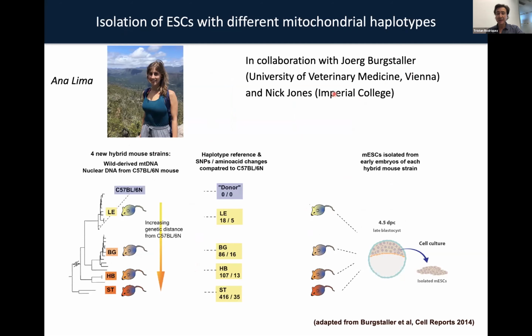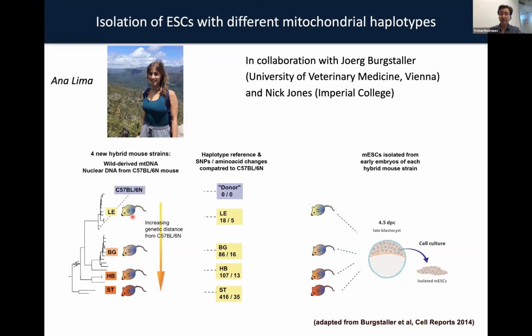At this point, let me remind you that mitochondria have their own genome, and the mitochondrial genome encodes many proteins of the electron transport chain and proteins involved in mitochondrial protein translation. What Jörg had done a few years back is that he had isolated a number of mouse lines that all have the same nuclear background, a C57 black 6 nuclear background, but have mitochondrial genomes derived from a variety of different wild-type mice that he caught from different parts of Central Europe. These letters indicate the regions of Europe that he had caught these mice from.